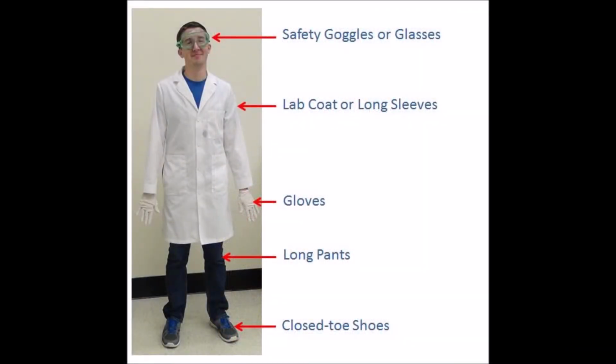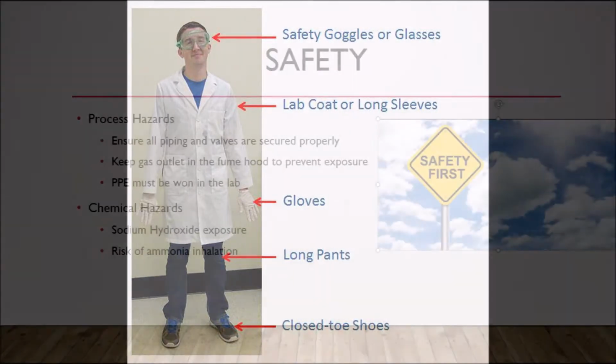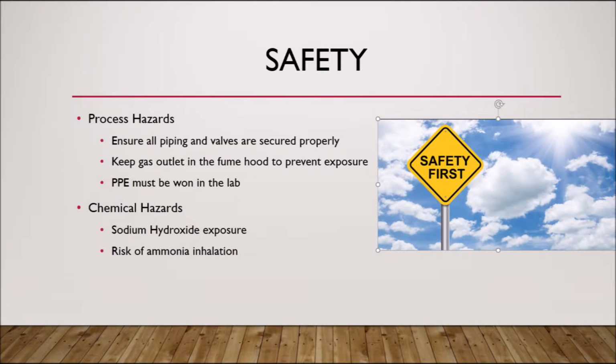Safety is of the utmost importance. On top of no horseplay around in the lab, the following guidelines need to be pointed out. Personal protective equipment needs to be worn at all times in the lab. This includes safety goggles, lab coat and long sleeves, gloves, long pants, and closed-toed shoes. It needs to be ensured that all piping and valves are secure with no leaks. Also make sure the gas outlet is in the fume hood. By doing so, it will prevent toxic ammonia vapor from distributing throughout the lab.